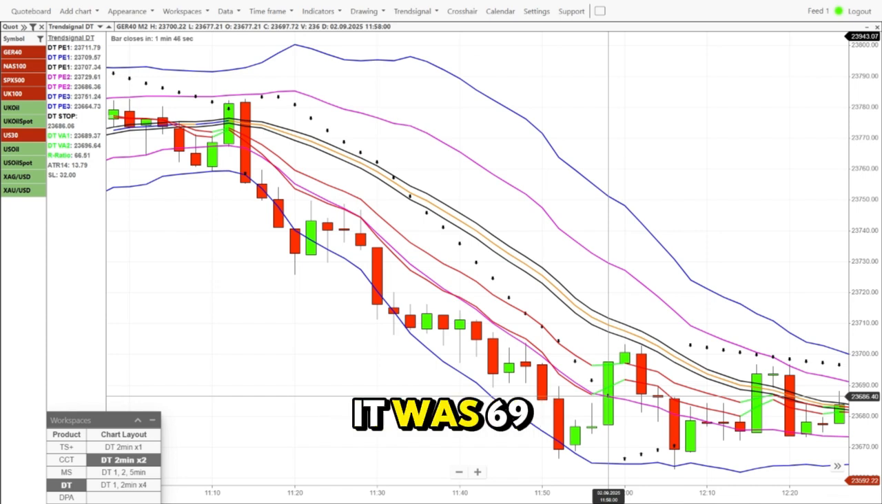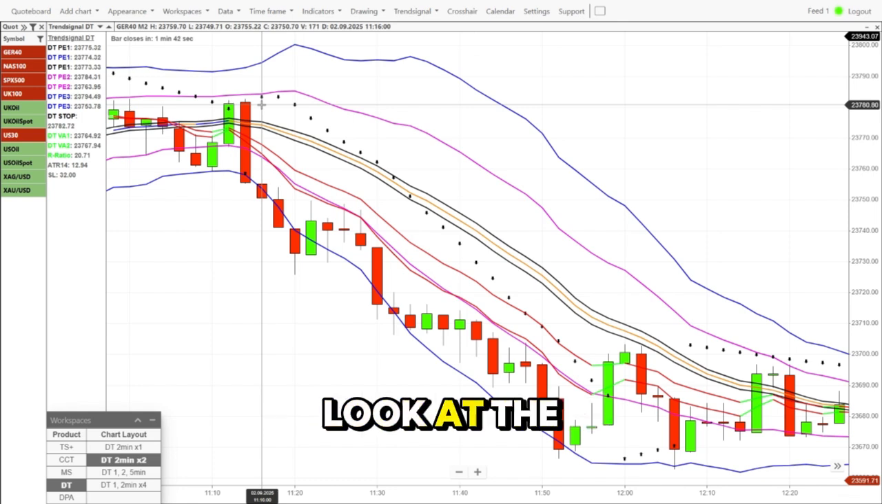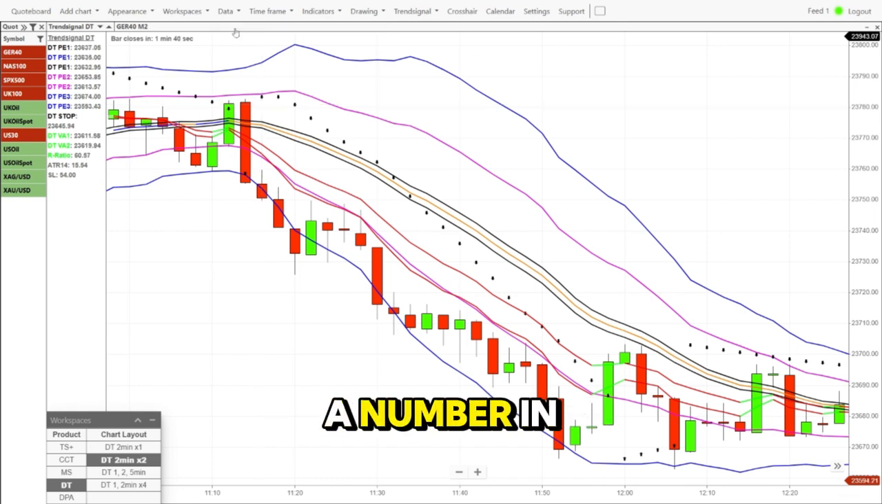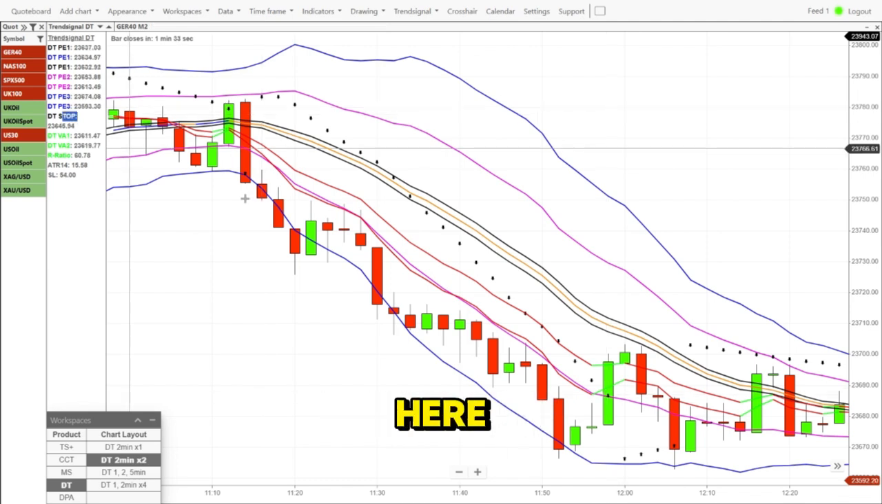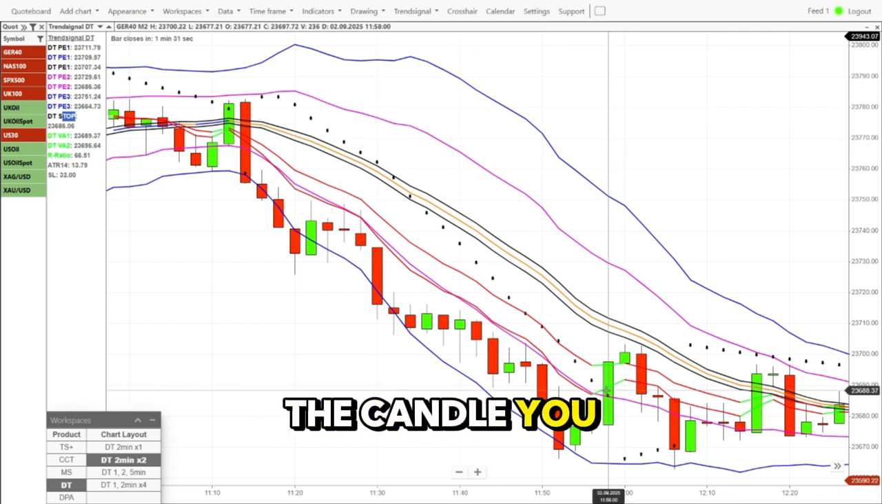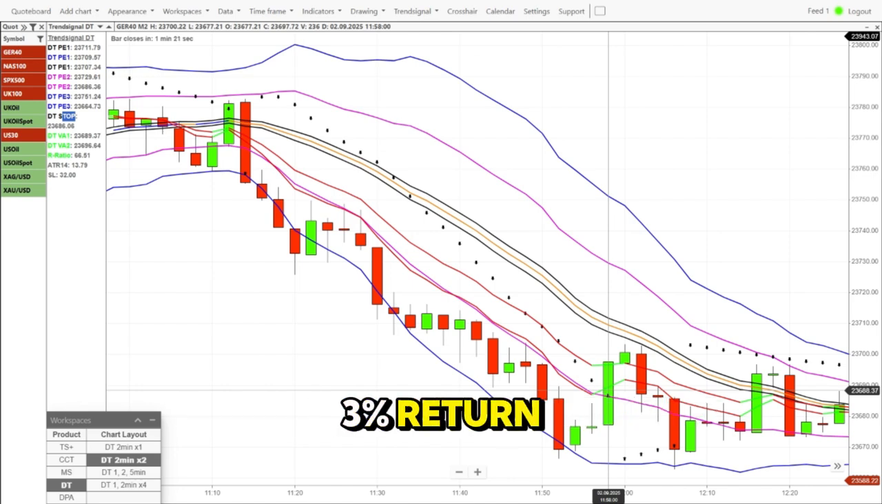In this case, it was 69 pips worth of movement. We can check this by hovering over the candle. Look at the top. There'll be an O value with a number in there. In this case, it's 23755.22. The stop, you can see it on the left here. If we hover over the candle, you can see it's 23686.06. Now, for context, the stop was about a 32 pip distance, which means on this particular trade, you're looking somewhere in the region of about a 3% return.